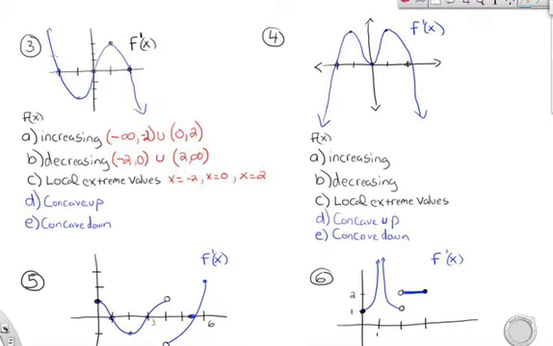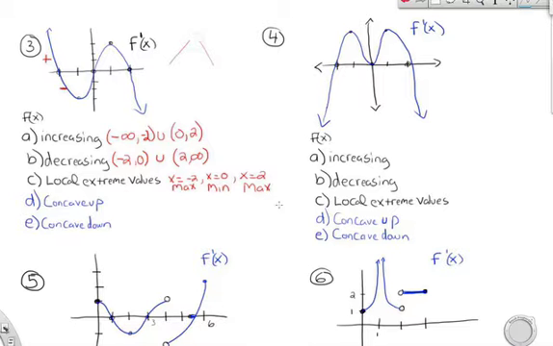-2 changes from positive to negative. So again, these are slopes. So positive slopes to negative slopes makes that a local max. X is 0. We switch from negative slopes to positive slopes, and that makes it a minimum. And x equals 2, we have positive to negative, which means we're going up and then down, so that makes it a maximum.